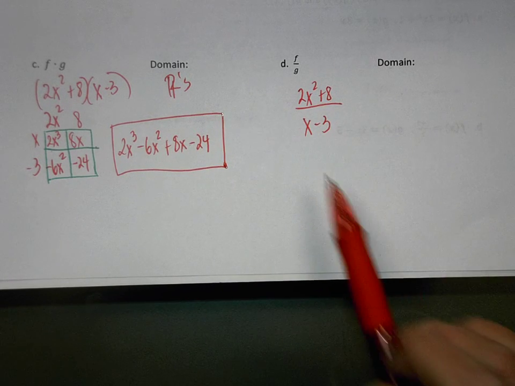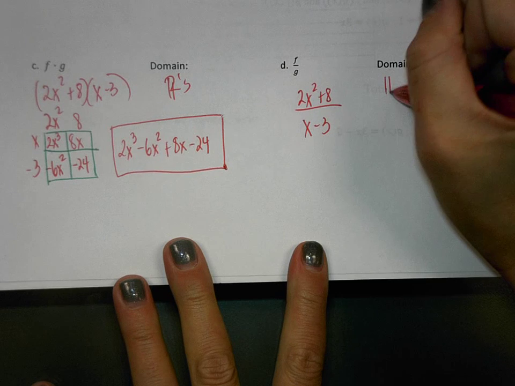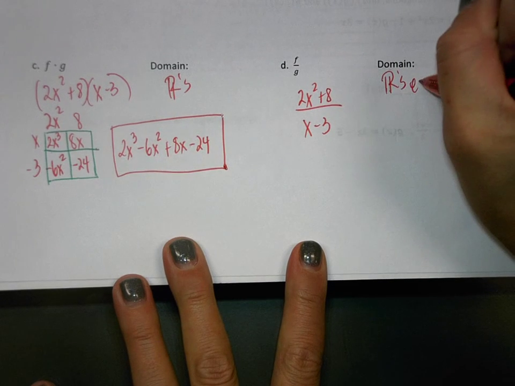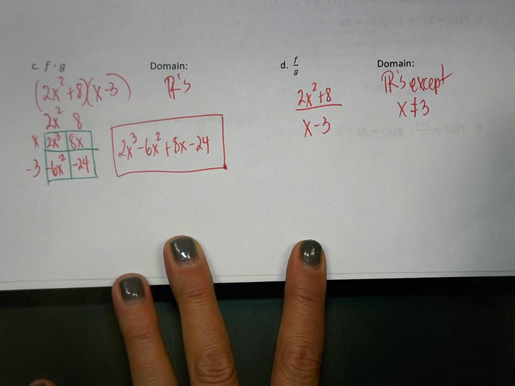So my domain on this one is slightly different because I do have a variable in the denominator. And so what can the denominator not equal? What would make that 0? 3. And so my answer would be all reals except x cannot equal 3.